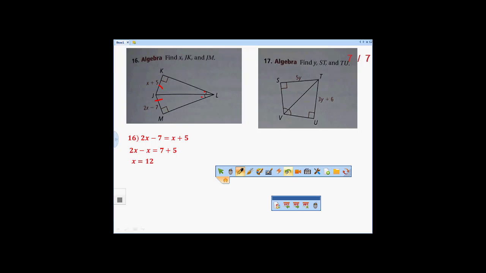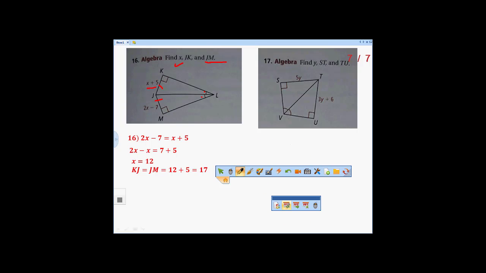So, value of x, I need to find JK. To find the length of JK, I make a substitution here. I can remove x and put 12, because JK is equal to x plus 5. It means 12 plus 5 is equal to 17. Also, the length of JM is directly equal to 17, because I know that JK is equal to JM. I don't need to make a substitution here because I already know the length of JK.